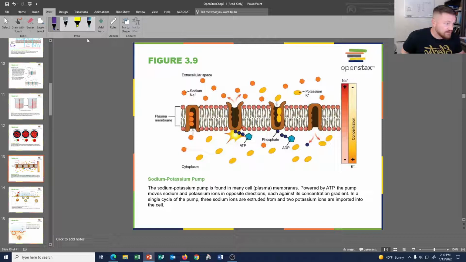So notice I have a lot of sodium, right? So all these little orange things are sodium ions.